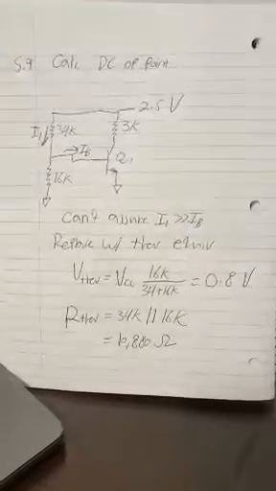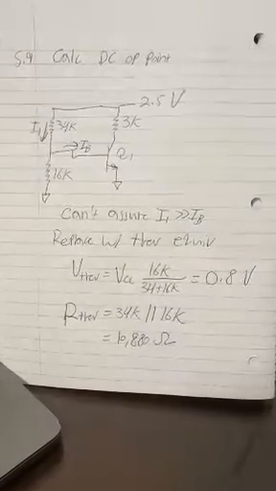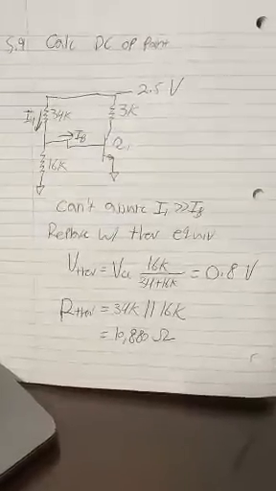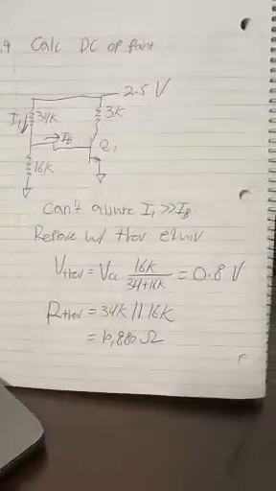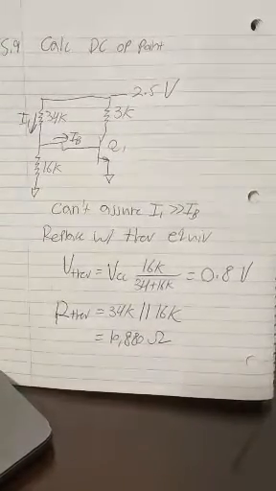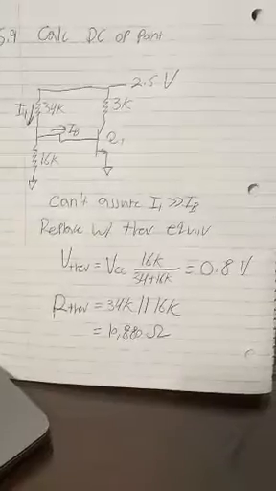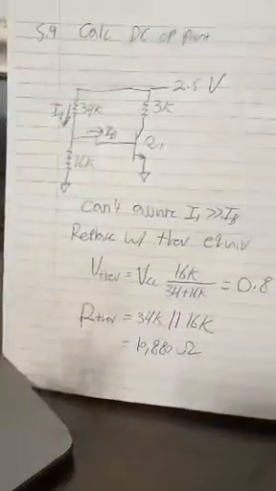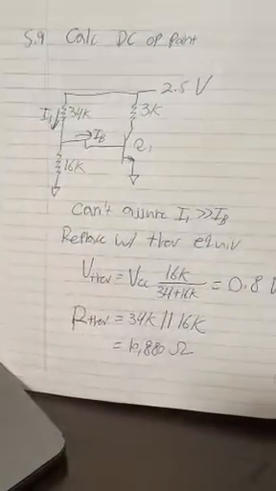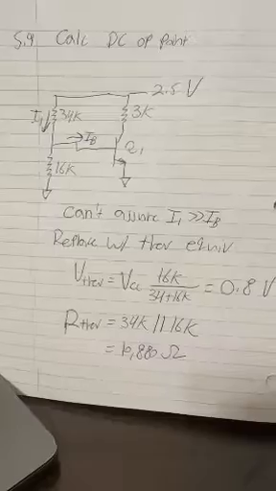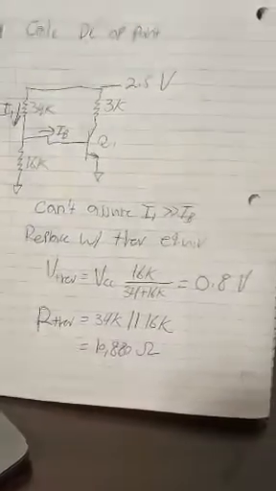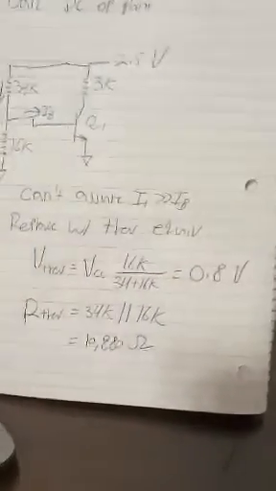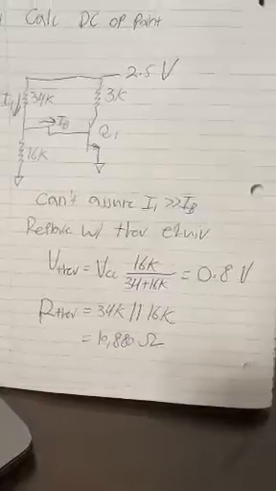Okay, in 5.9, we're asked to calculate the DC operating points of this circuit and determine what mode or region it's operating in. So if I1, the current flowing through both of those biasing resistors right here, was much bigger than the base current, then there would be a simpler method that we can use, but we're not going to assume that, and we're going to do something that works every time.